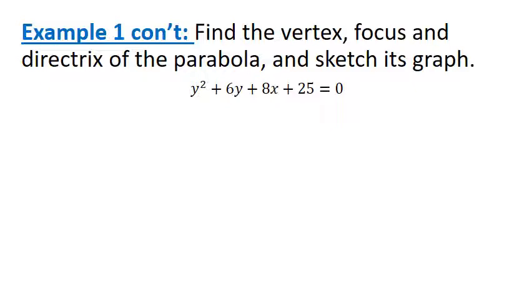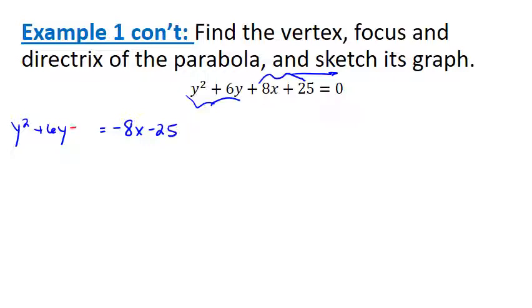So you might want to pause this and see if you can complete the square on this given equation. Now, in order to complete the square, we're going to keep the x's and y's together. So the y's will stay put and the x's will move over. So we'll have y squared plus 6y is equal to negative 8x minus 25.